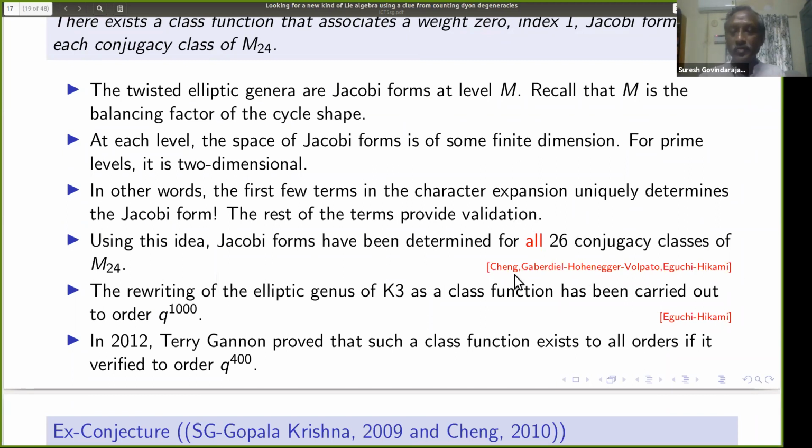So it's a long work, actually. Cheng corrected the q to the power 6. Gaberdiel et al. wrote one paper, but they wrote several papers. So did Eguchi and Hikami.